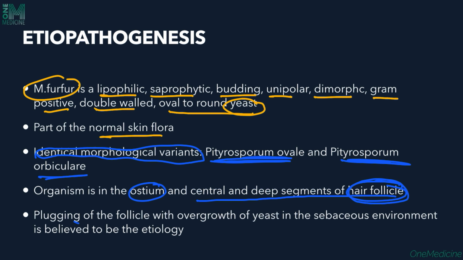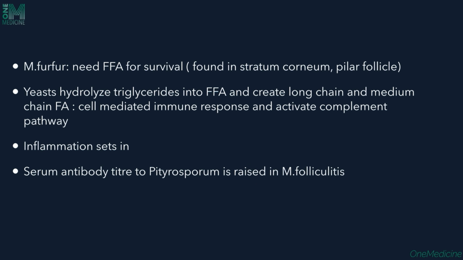The plugging of the hair follicle is said to cause the overgrowth of this yeast in the sebaceous environment. So this is the etiology of Malassezia folliculitis. These Malassezia organisms need free fatty acids for their survival, and these free fatty acids are mainly present in the stratum corneum and also in the hair follicles. So they reside in these particular places for their survival.